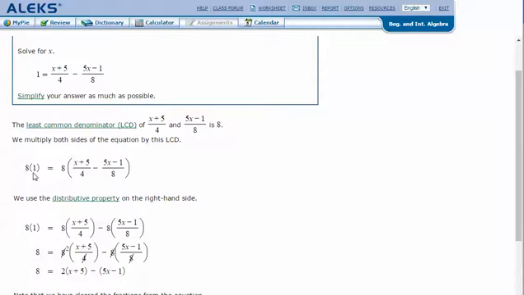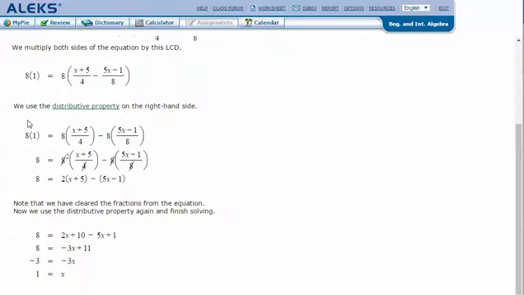And don't forget to multiply the whole numbers, or in this case, the left side of the equation, by 8 also. Sometimes people forget to multiply the whole numbers and they're just trying to reduce the fractions, that they forget that everything needs to be multiplied by the least common denominator. Then we use the distributive property on the right, splitting this up into 8 times (x plus 5) over 4 minus 8 times (5x minus 1) over 8. And over here, 8 times 1 is 8.